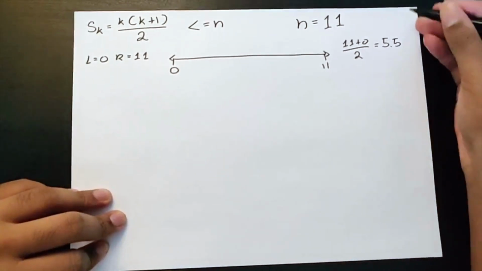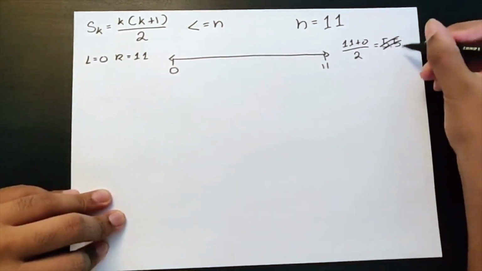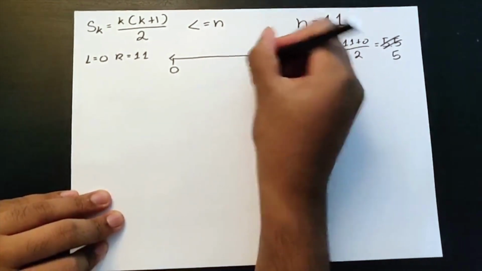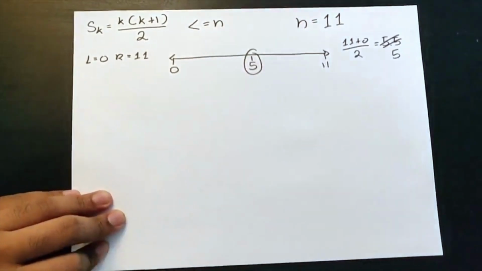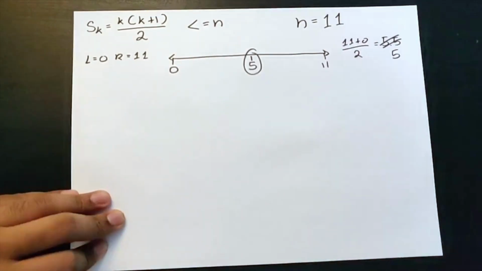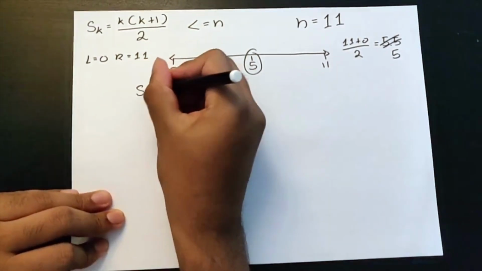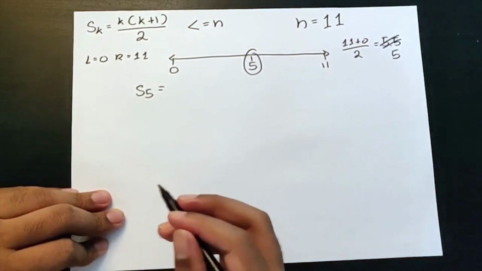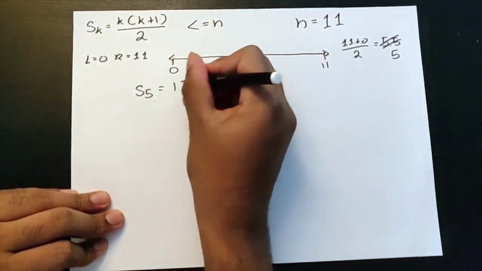So we're always going to round it down. So instead, we're just going to take 5. So 5 is going to be our middle number. And what we want to do with this number is plug it into this equation. So if you put s of 5, that's going to be 5 into 6, which is 30, divided by 2. So that equals 15.